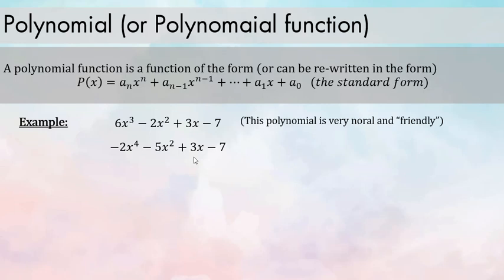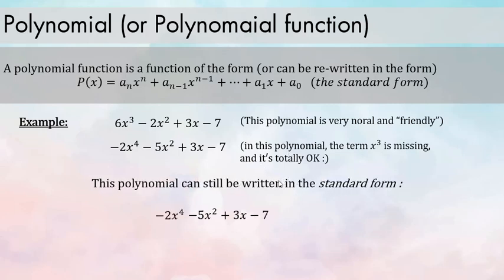And here is another example of a polynomial. Negative 2x^4 minus 5x^2 plus 3x minus 7. You can see that in this polynomial, the term x^3 is missing, but it's totally okay. We can miss some terms in the polynomial. We do not have to have all the powers from 0 to the degree n. We can skip some terms like this. It is totally fine. But this polynomial can still be written in the standard form, of course. Every polynomial can be rewritten in the standard form.